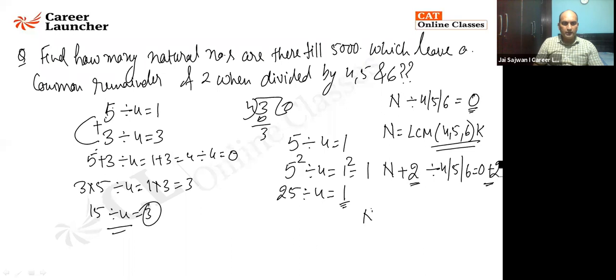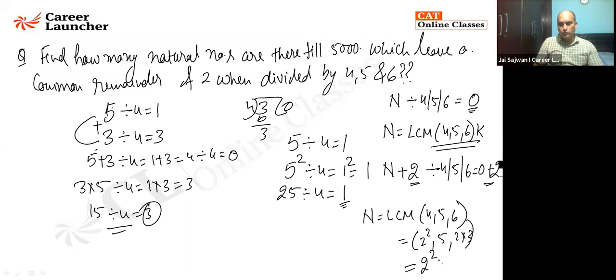So what I'm doing here is I'm taking the LCM of 4, 5 and 6, which is 2 square, 5 and 2 into 3. Take the higher power of 2, which is 2 square, 3 is 3, 5 is 5. So 4 3s are 12, 5s are 60. Any number in the world which is a multiple of 60 is completely divisible by 4, 5 and 6.